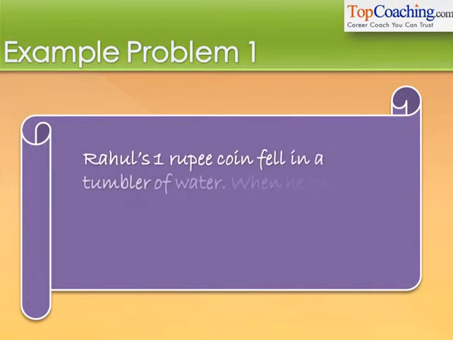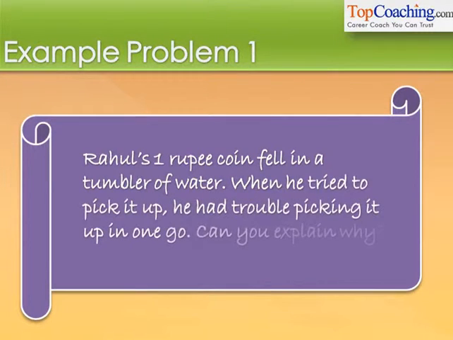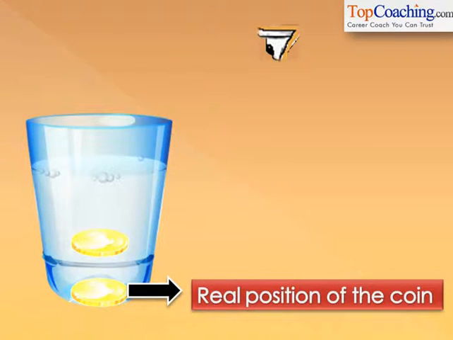Rahul's 1 rupee coin fell in a tumbler of water. When he tried to pick it up, he had trouble picking it up in one go. Can you explain why? This is something I had just talked about. Rahul's 1 rupee coin fell in water. So this is the real position of the coin. Rahul has difficulty picking up the coin out of the water.